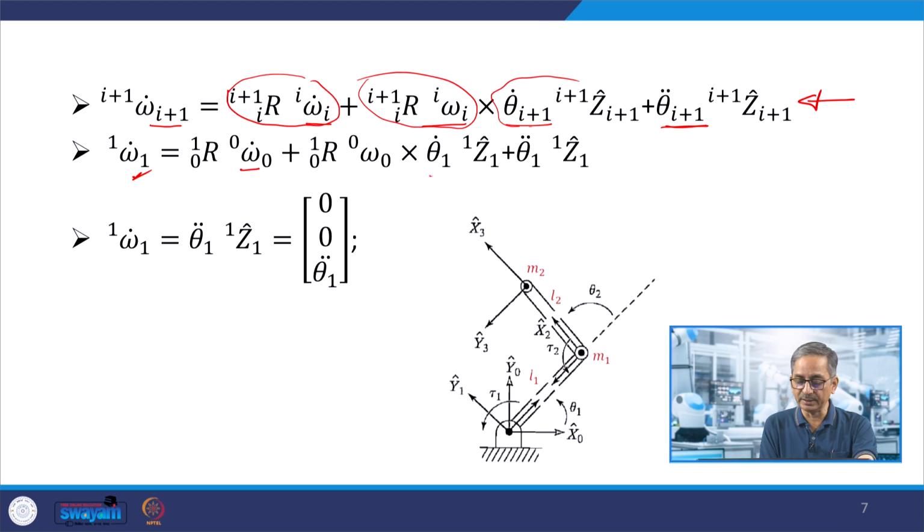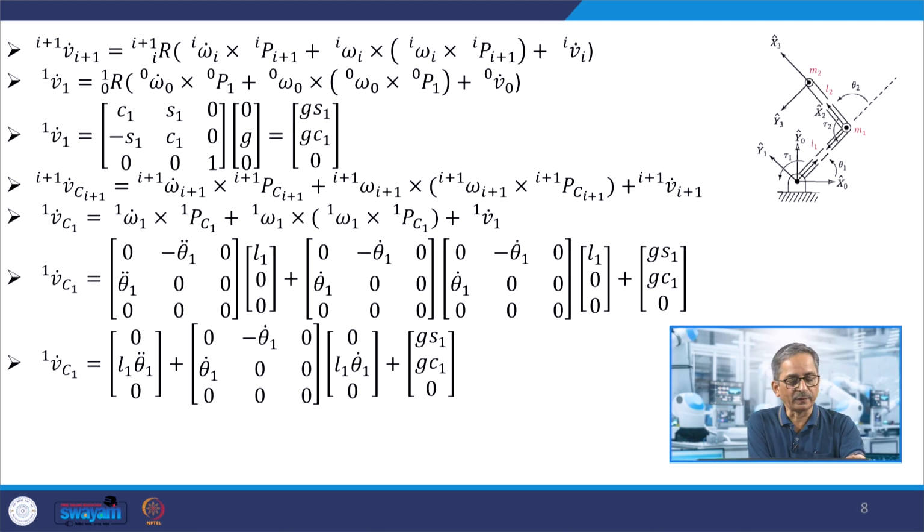With this, these are the terms which we are getting, and again this one we have already assumed to be 0, and this term we have assumed to be 0. So, the contribution from only this one will be coming, and that will be 0, 0, theta 1 double dot. So, this is how we find out the angular velocity and angular acceleration of the first link.